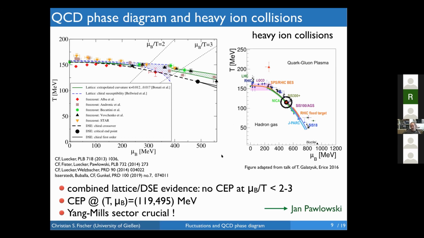Let me also mention that with these simple model approaches that I briefly touched on, you would find the critical endpoint more or less in this region, which is actually already excluded from the lattice. So you really need to go beyond this modeling and include the back reaction to the glue sector to become, let's say, semi-quantitative.